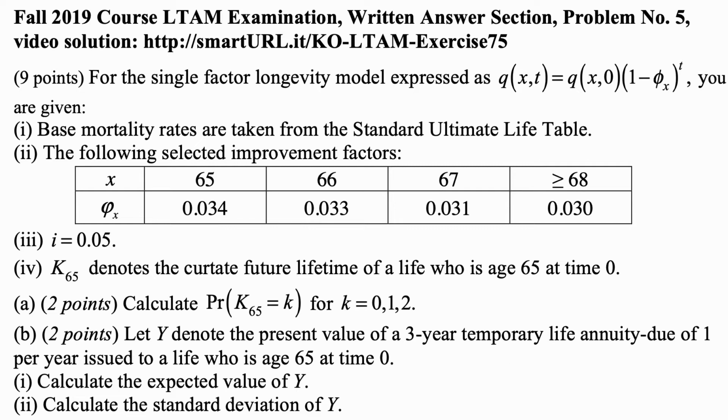K65 denotes the curtailed future lifetime of a life who is age 65 at time 0. Question A. Calculate the probability that K65 is K for K equal to 0, 1, and 2. Part B. Let Y denote the present value of a 3-year temporary life annuity due of 1 per year issued to a life who is age 65 at time 0. Part 1. Calculate the expected value of Y. Part 2. Calculate the standard deviation of Y.